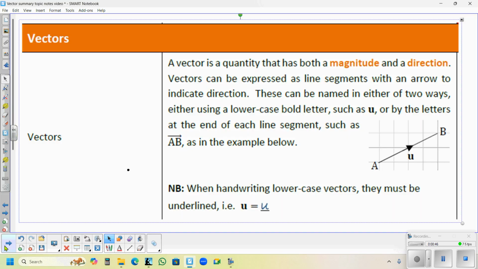So we're starting off. This is from a checklist, and it says a vector is a quantity that has magnitude and direction. So it's got a size and it's got an arrow that tells you in what direction you're moving. Vectors can be expressed as line segments with an arrow to indicate the direction. These can be named in either 2 ways, either using a lowercase bold letter, or you can use a letter that's underlined. We can't really write in bold, so what we do is we write the vector down and we underline it. That vector there can be described as vector u, but it can also be described as vector AB with a wee arrow above it. That just means exactly the same thing.